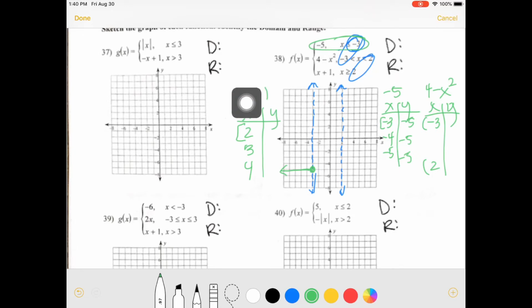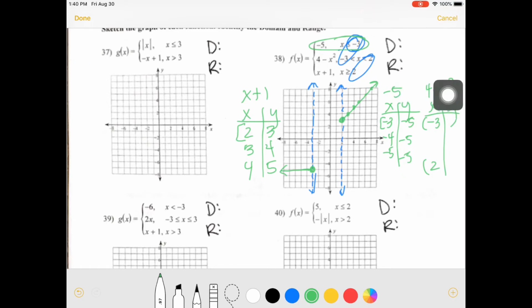When I plug in to the bottom one, so this one over here, plugging in 2 gives me 3, plugging in 3 gives me 4, and then 4 plus 1 is 5. So it is a closed circle at 2, 3. And then it is going up to the right. I can keep continuing points since it's a line.